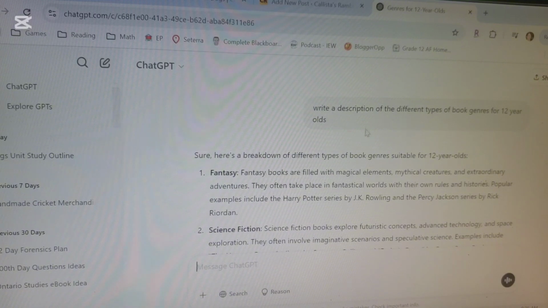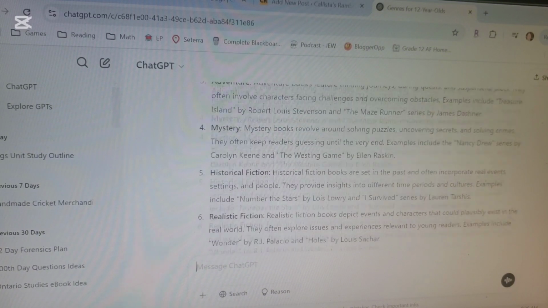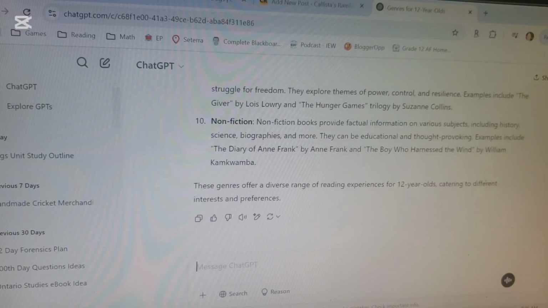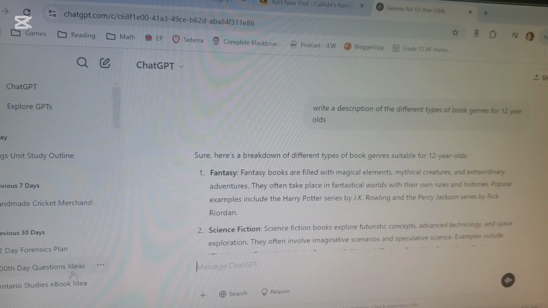So like, write a description of the different types of book genres for 12-year-olds. This is something I needed to know because I was doing an activity. So we're making an activity. So it asked me that.